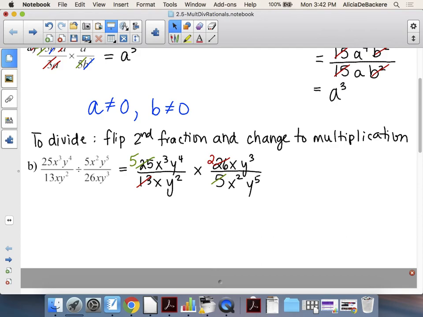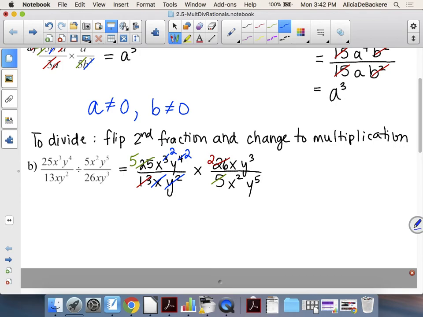So I'm going to look inside each fraction here, and I notice that I've got 1x being divided out. So this 3 is going to change to a 2. Now I've got an x squared. And then y to the power 4 over y squared. Again, I'm dividing out 2 of those y's from the top.